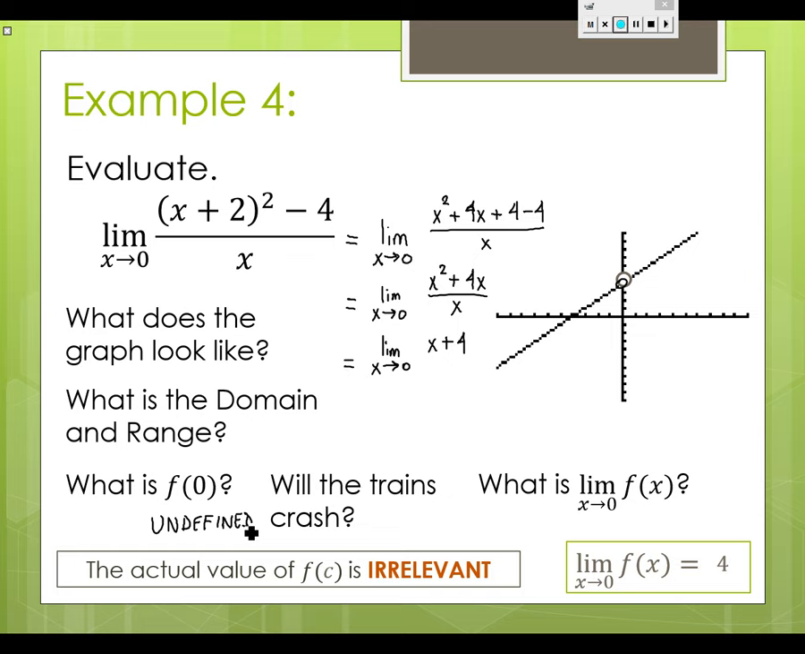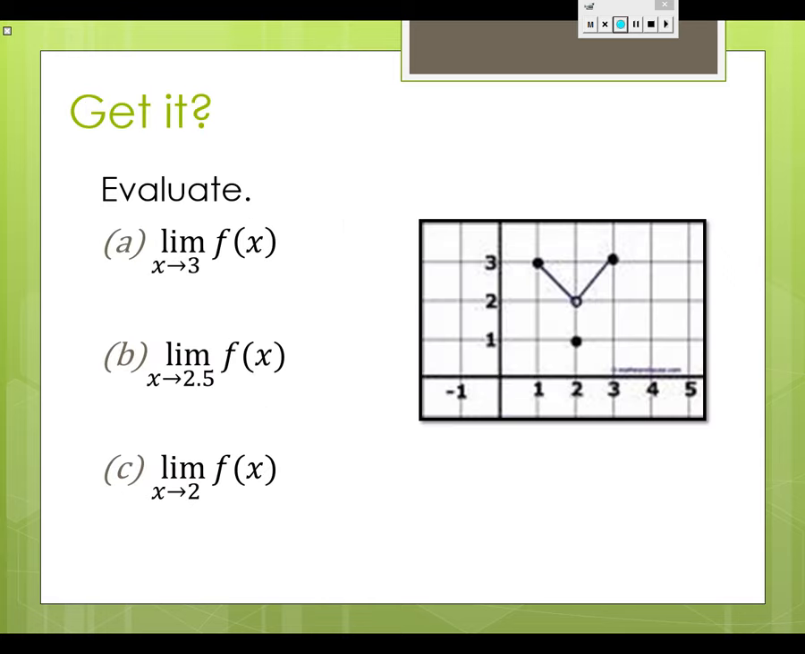Questions so far? Okay, let's do some visual here. I don't have any functions for you. I just want you to evaluate the limits I've given you here. Go down the list here and just visually say what those are.